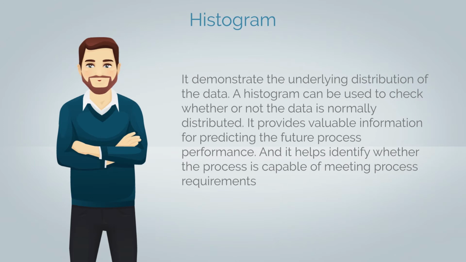A histogram can be used to check whether or not the data is normally distributed. It provides valuable information for predicting the future process performance. And it helps identify whether the process is capable of meeting process requirements.